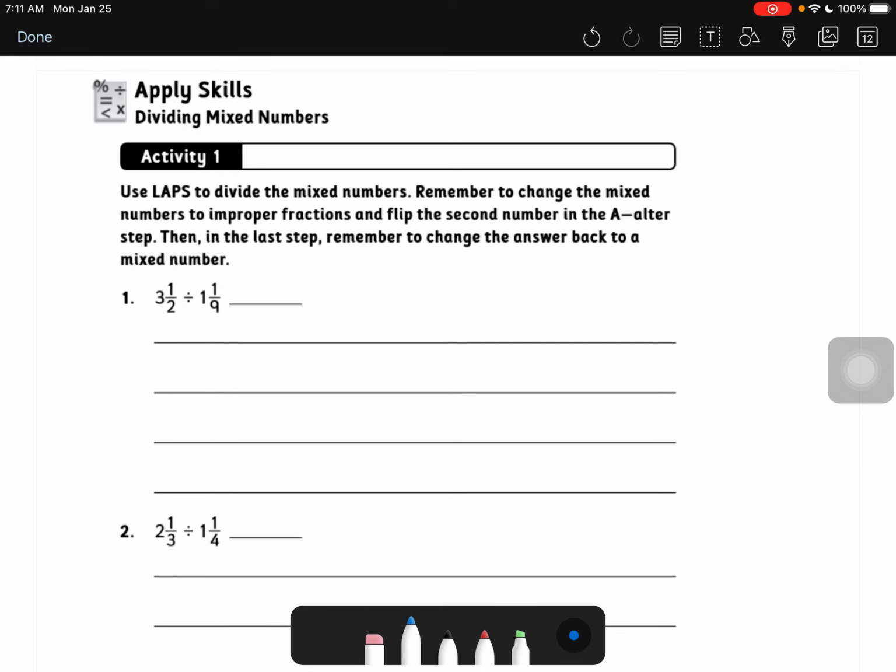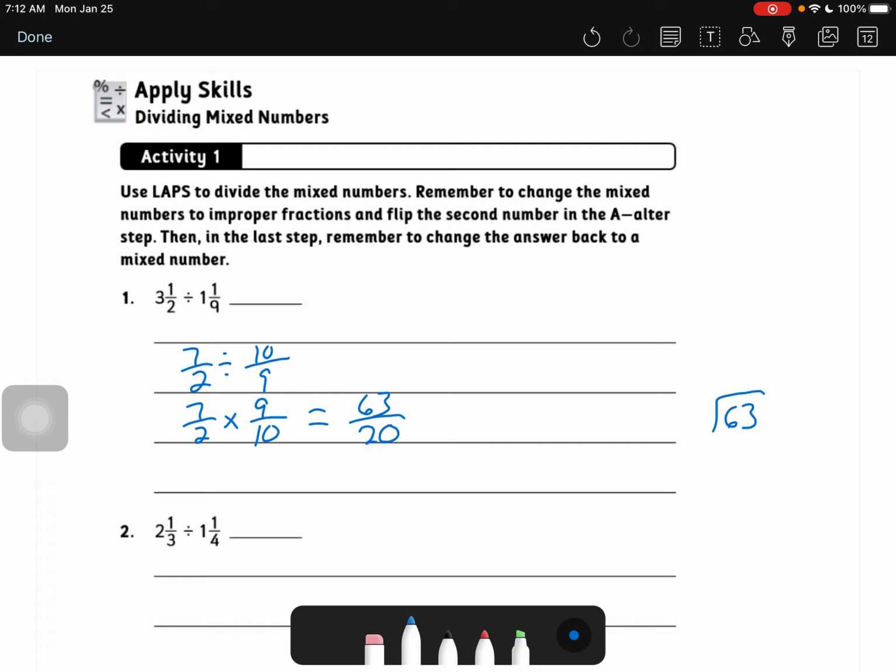Alright, so that's what they're going to have us practicing here. In this first one, 3 1/2, I go 3 times 2, which is 6, plus 1 is 7, so that's 7 over 2, divided by 1 times 9 is 9, plus 1 is 10, 10 over 9. Now I need to multiply by the reciprocal, or flip it. 9 times 7 is 63, and 2 times 10 is 20. Now let's divide that out.